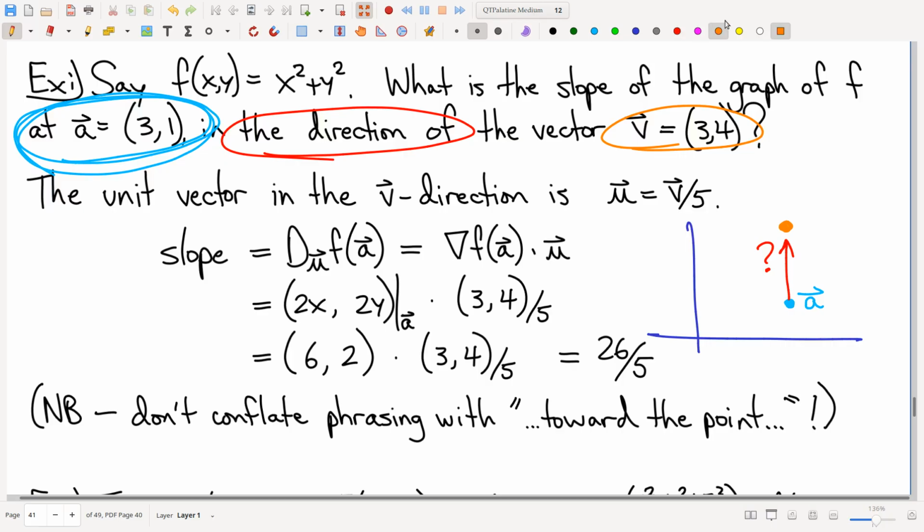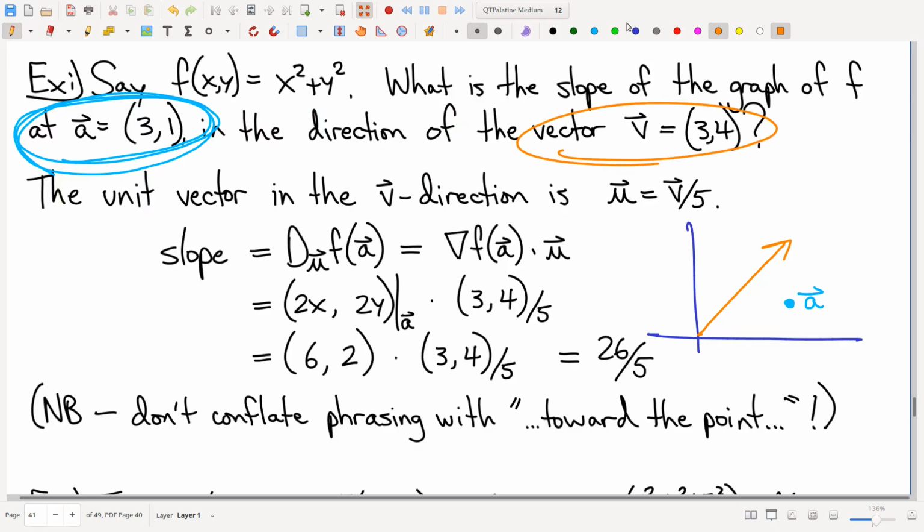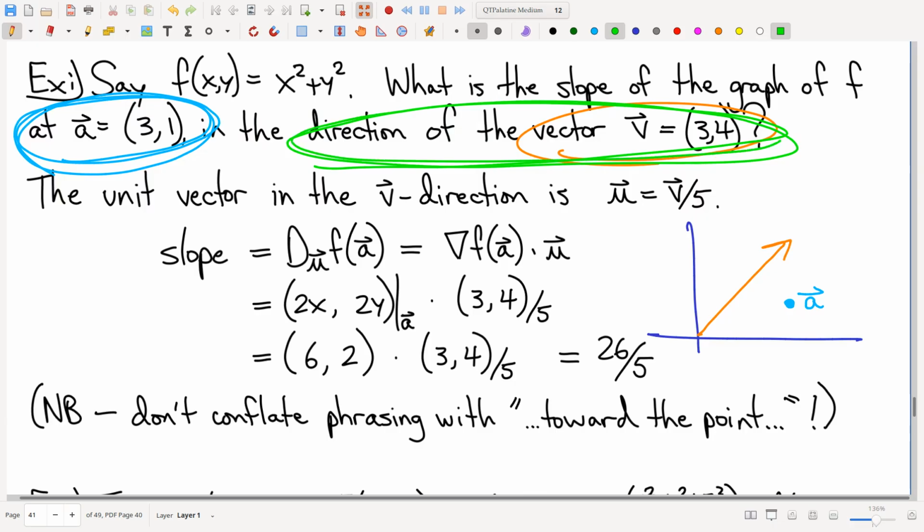V is a vector, not a point. There's no point of interest right there. We're interested in the vector (3, 4). Let me get rid of that. The vector (3, 4) is like this. That's the vector. The direction of that vector is the unit vector pointing in that direction, like so. That's the direction. And at A, moving in that direction is like that. So it's not that way, it's that way. Make sure to be careful about that distinction.